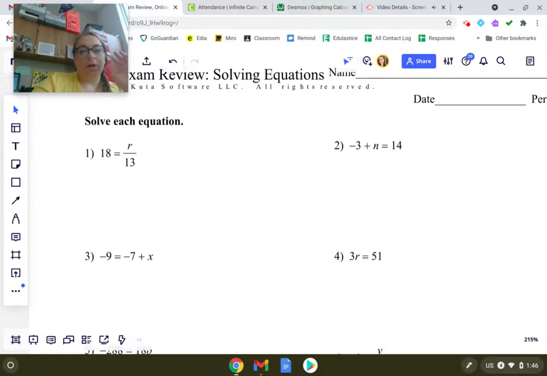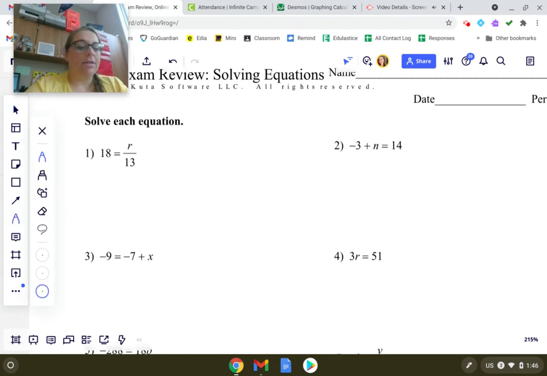Okay, today's review is all about solving equations. So we're going to start from one step, then do two-step, multi-step, variables on both sides, the real shebang. So let's start with one step. We're always going to do the opposite of whatever is happening to the variable.